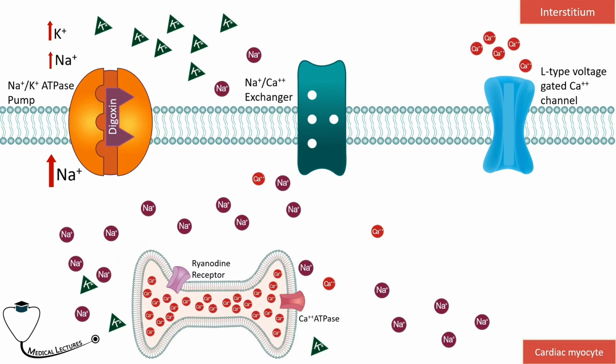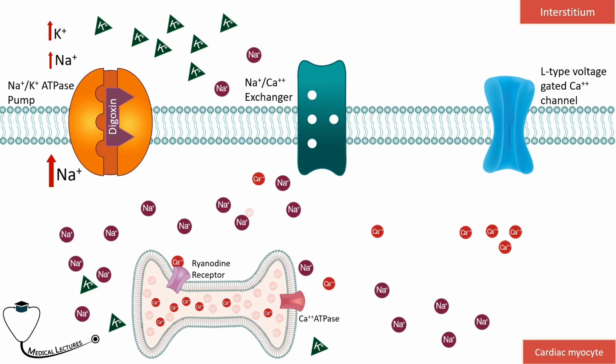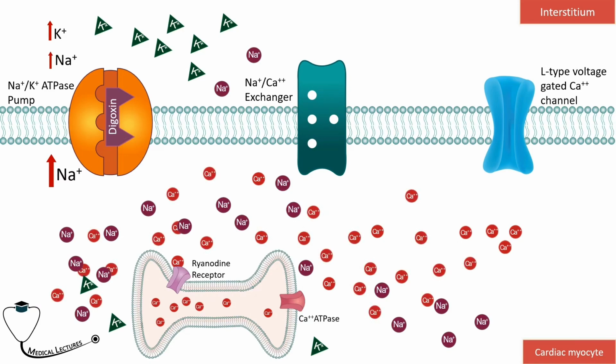Now, in the presence of digoxin, when the action potential travels down the cardiac myocyte, there is calcium influx via the L-type calcium channel, which binds to the ryanodine receptors, leading to calcium-induced calcium release. But this time, due to increased calcium stores, more calcium is released, resulting in greater force of contraction and hence increased cardiac output, a positive inotropic effect.